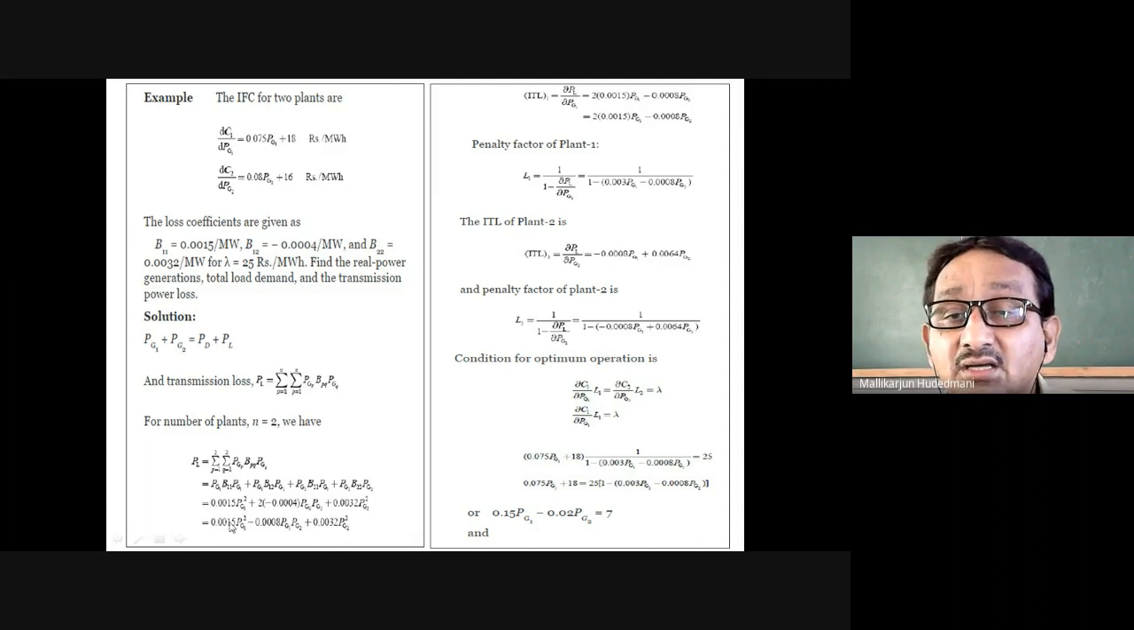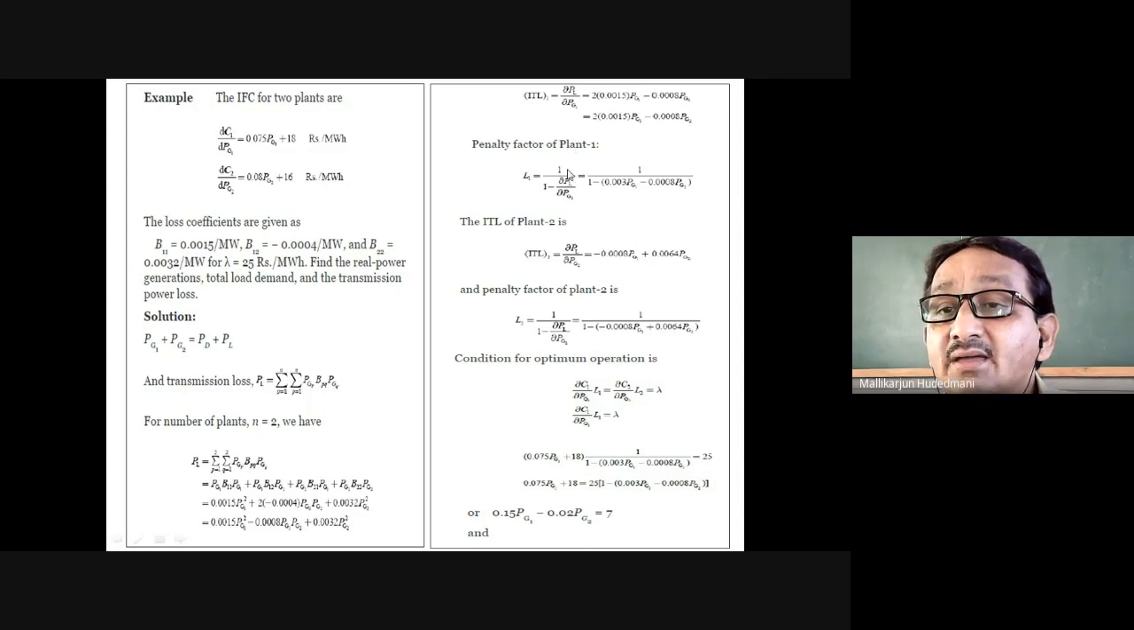You can see here, when I differentiate this equation with respect to PG1, 2 comes out: 2 into 0.0015 PG1, minus 0.0008 PG2. Correct? And this is not differentiable because there is no PG1 term here. You can see here, it's been done. Yes or no? Absolutely done. This is actually dou PL by dou PG1, which is useful to find out the penalty factor of plant 1. What is the penalty factor of plant 1?